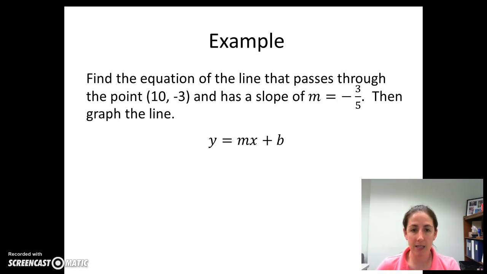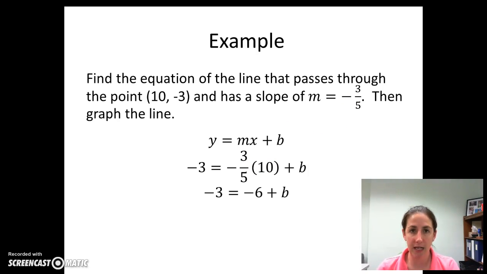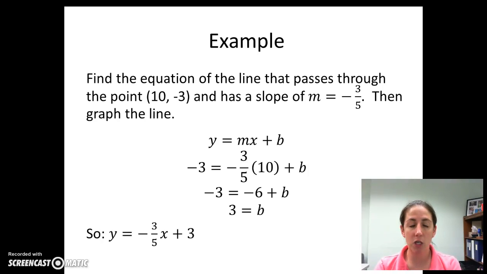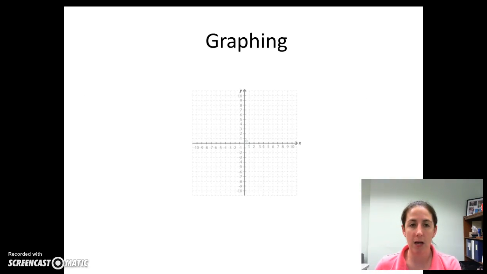So we'll plug in negative 3 for y, 10 for x, and negative 3/5 for m, and we'll solve for b. Negative 3/5 times 10 gives me negative 6. Add 6 to both sides, and we get b is equal to 3. Now we have our slope m and our b, 3, and we'll plug them in, and we get the equation y equals negative 3/5 x plus 3. When you write the equation of a line, you need to fill m and b in with their respective values, but leave x and y as variables, x and y.